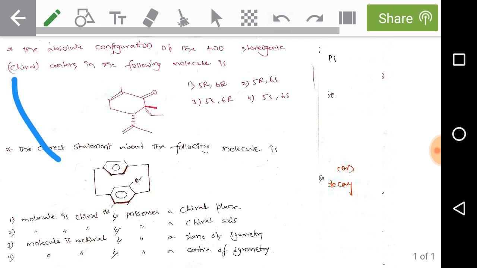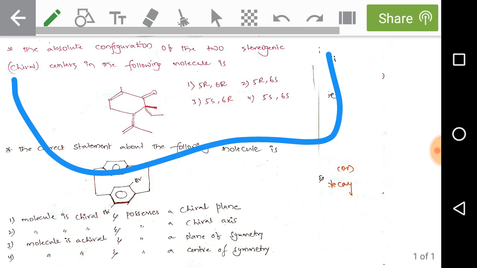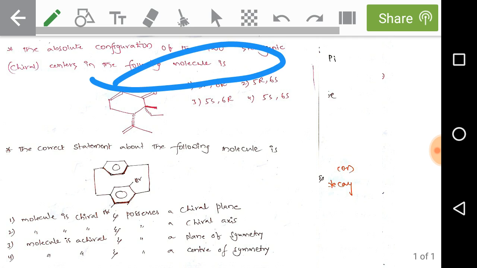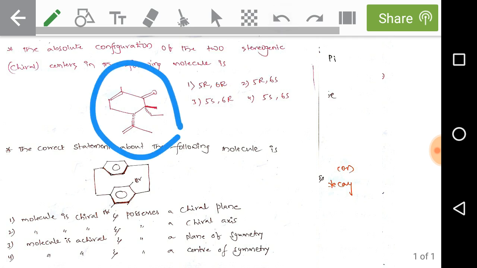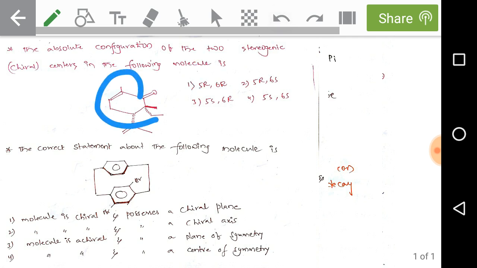Now, the absolute configuration of the two stereogenic chiral centers in the following molecule is. Here we are given a molecule, and we need to find the absolute configurations at carbons 5 and 6. First we need to label the carbons to identify the particular chiral carbons. According to IUPAC rules, we start from the functional group, the keto group here, followed by the nearest other functional group, the alkene. So the numbering should be 1, 2, 3, 4, 5, 6.